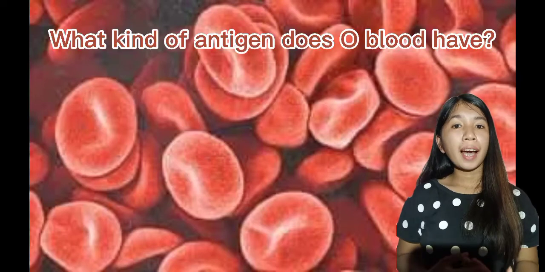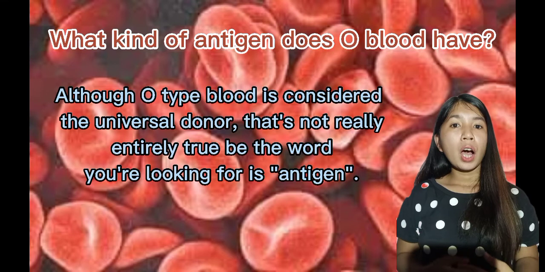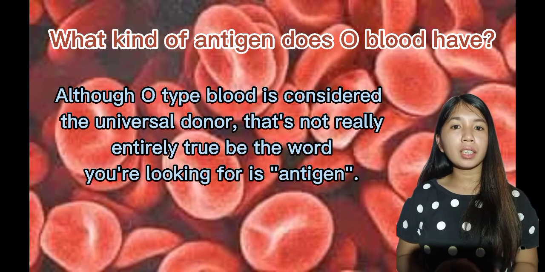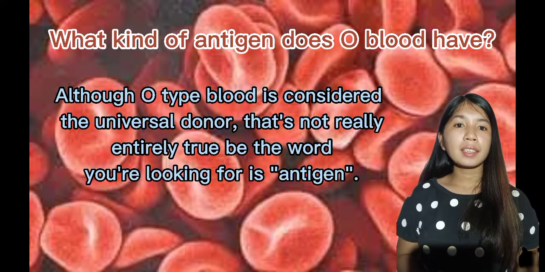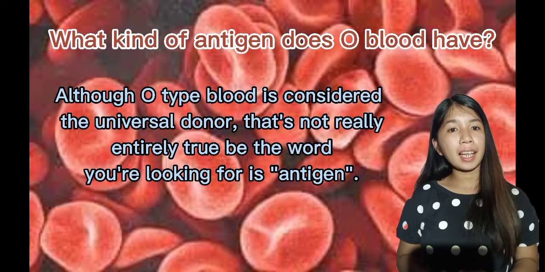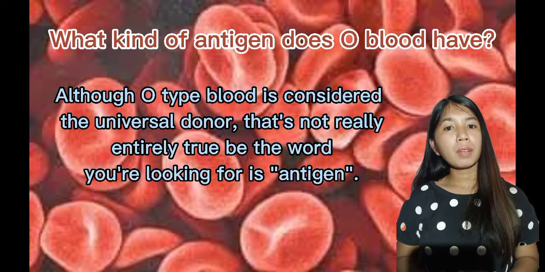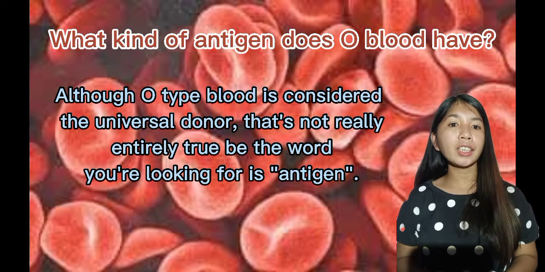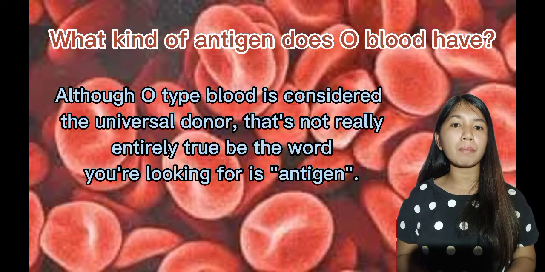So, what kind of antigen does O blood have? Although O-type blood is considered the universal donor, that is not really entirely true. The word you're looking for is antigen. Type O blood does indeed have surface antigens called the H antigen. The H antigen happens to be the backbone that makes up the rest of the blood groups.